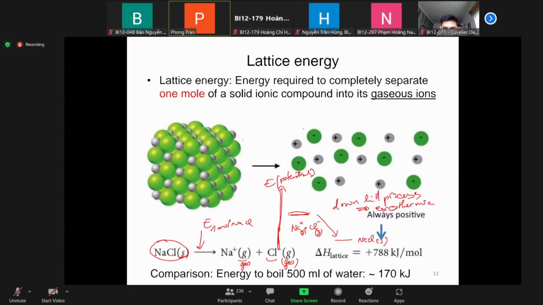Now, if you have a sodium chloride crystal and you want to break it, you go in the opposite direction. So it will be an uphill process. If you want to use an uphill process, then you need to put in energy. So that's why this energy always has a positive value. Am I clear in my explanation?